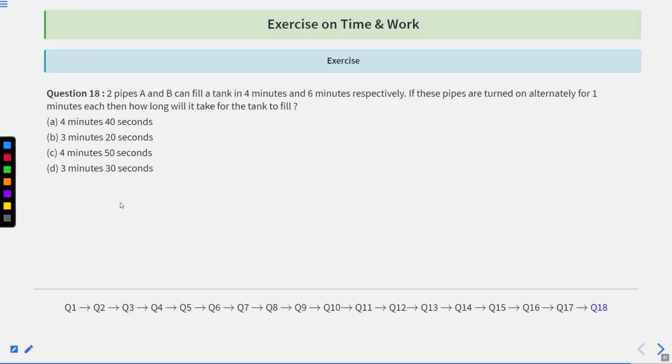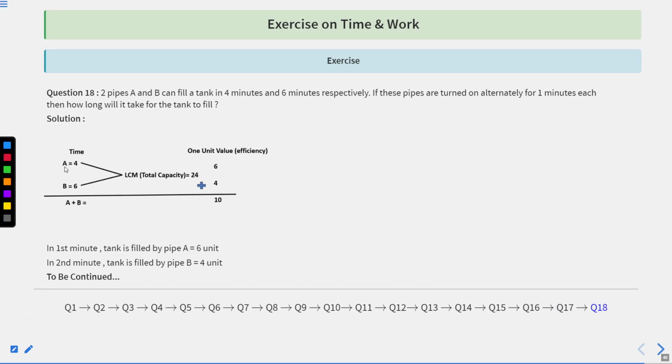Question number 18. 2 pipes A and B can fill a tank in 4 minutes and 6 minutes respectively. If these pipes are turned on alternatively for 1 minute each, then how long will it take for the tank to fill? So here A is given to be 4 and B is given to be 6.